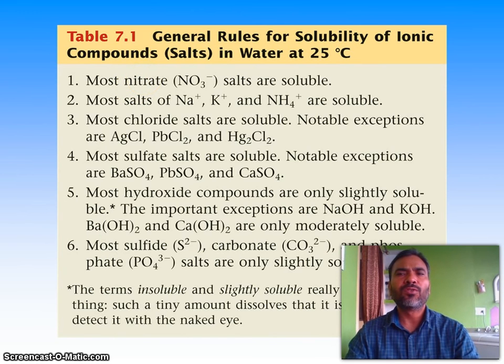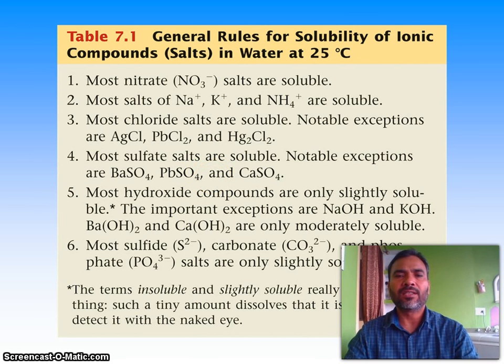So, general rules for solubility of ionic compounds in water at 25 degrees Celsius. Most nitrate salts are soluble. Most salts of sodium, potassium and ammonium are soluble. Most chloride salts are soluble. Notable exceptions are silver chloride, lead chloride and mercurous chloride. Remember this one because it is important for the laboratory. Most sulfate salts are soluble, with notable exceptions of barium sulfate, lead sulfate and calcium sulfate.